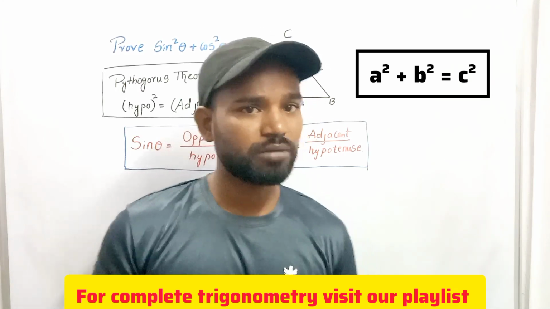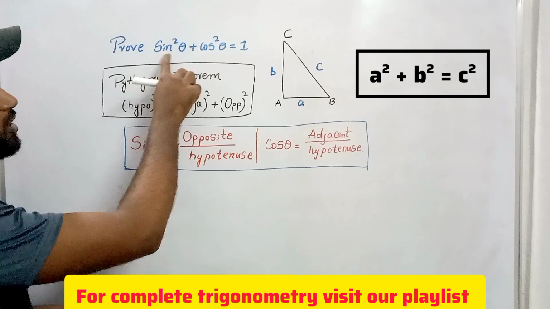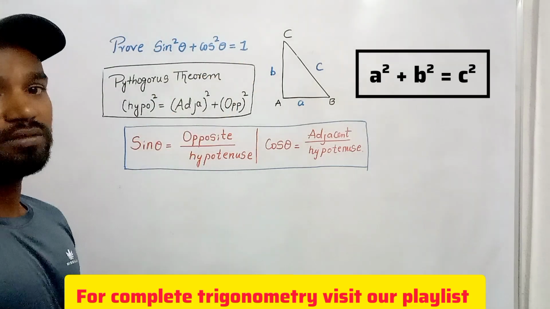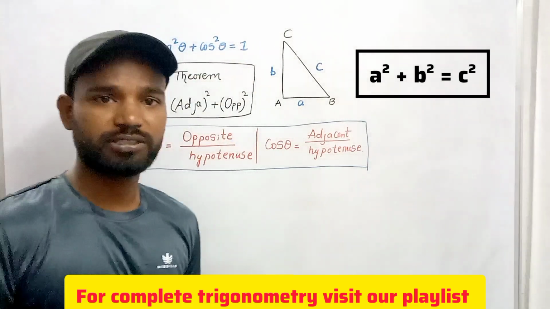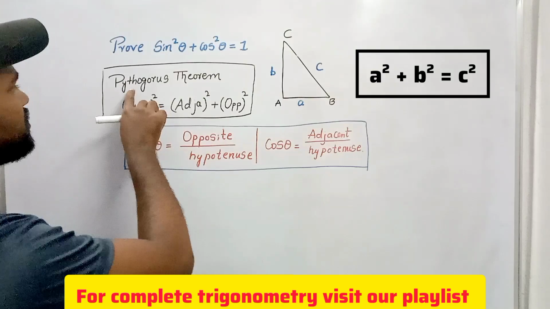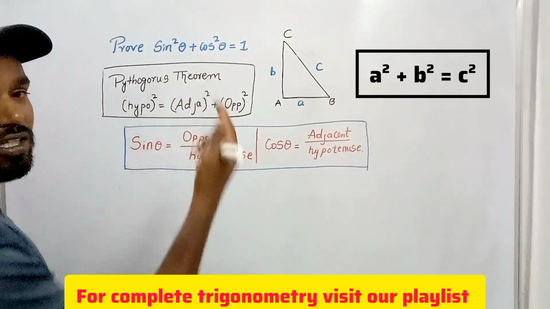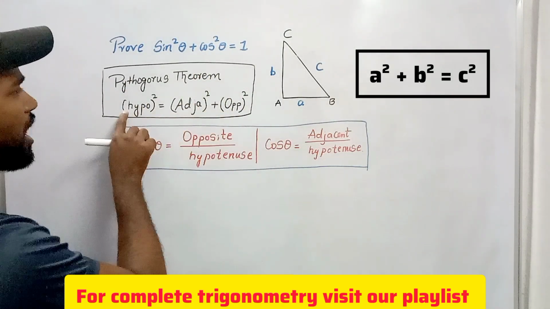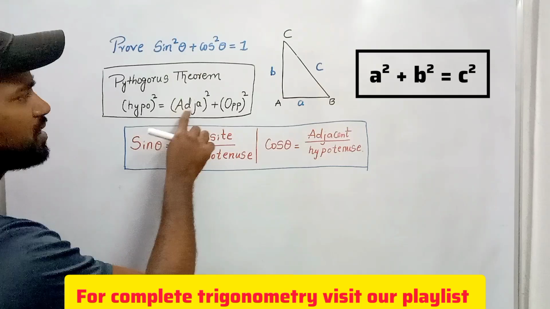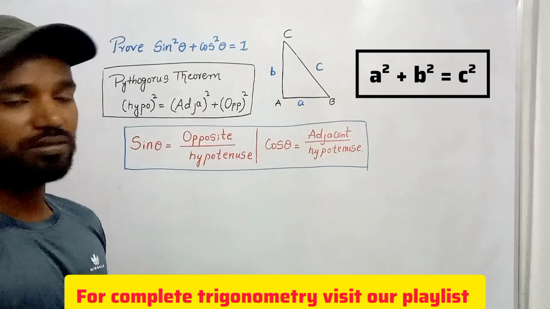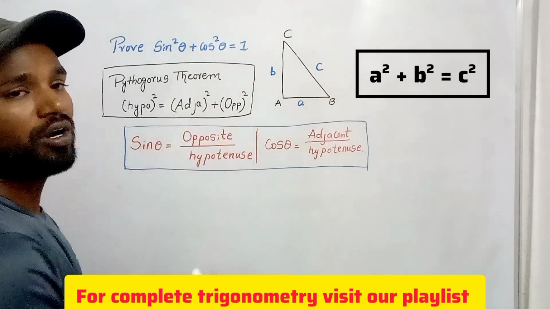So today our topic is to prove that sin square theta plus cos square theta equals 1. This is the first identity in trigonometry, right? So now let us discuss the Pythagoras theorem. What is the Pythagoras theorem? Hypotenuse square is equal to adjacent square plus opposite square.